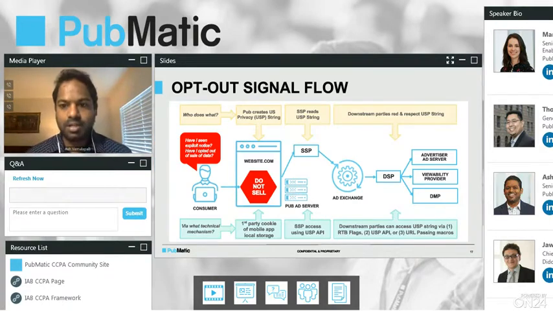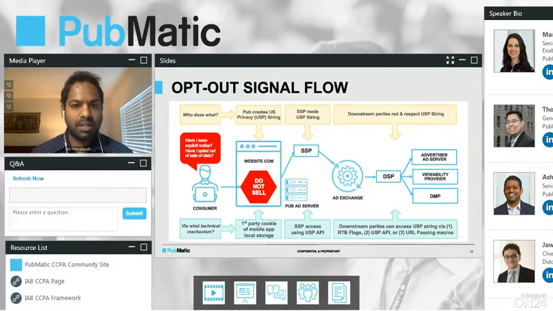I'll start from the publisher page. A consumer visits a publisher property, and he does see a Do Not Sell button. He would have two options: to opt out, or not to do anything. In either case, the CMP that's available on the publisher property generates a US privacy string, and that privacy string can be accessed by an SSP through a US privacy string API. So the code that sits on the publisher page extracts the user preferences and sends that information to the exchange. The exchange parses the US privacy string and makes the relevant decision whether to transact on that bid request or not.